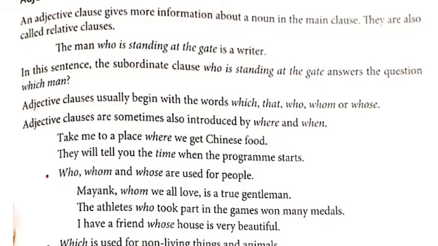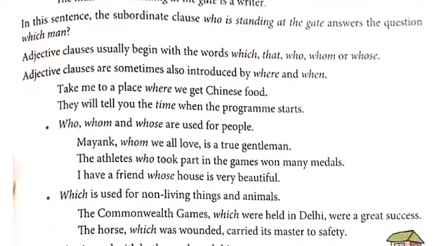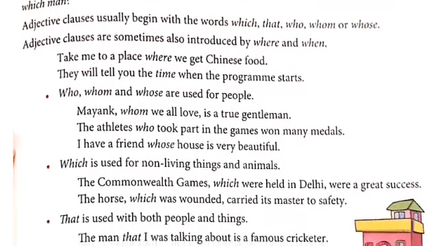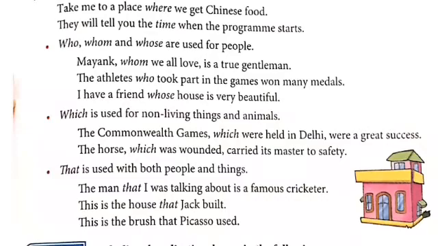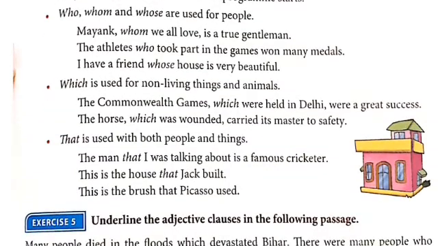An adjective clause usually begins with the word which, that, who, whom or whose. Adjective clauses are sometimes also introduced by where and when. Now, who, whom and whose are used for people. Which is used for non-living things and animals. That is used with both people and things.